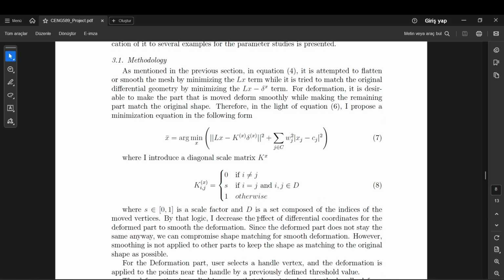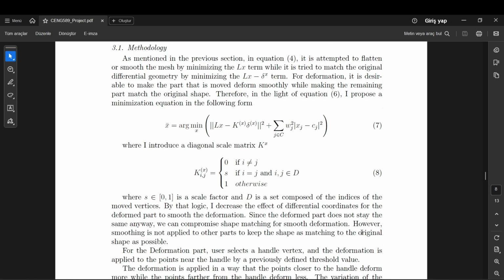By that logic, I decrease the effect of differential coordinates for the deformed part to smooth the deformation. Since the deformed part does not stay the same anyway, we can compromise symmetry for smoothing. However, smoothing is not applied to other parts, to keep the shape matching the original shape as much as possible.